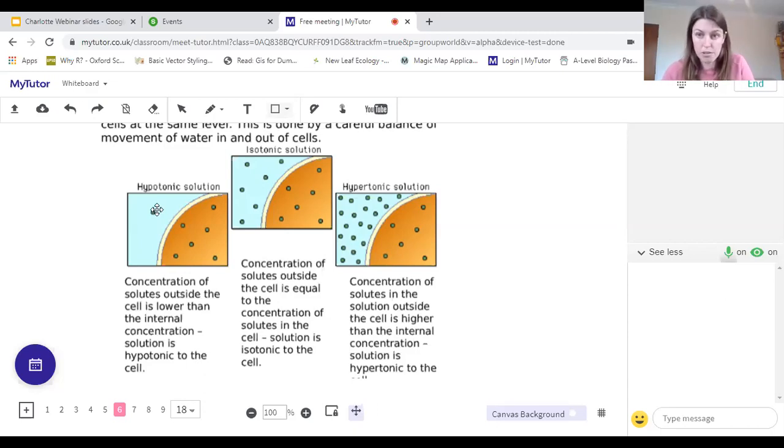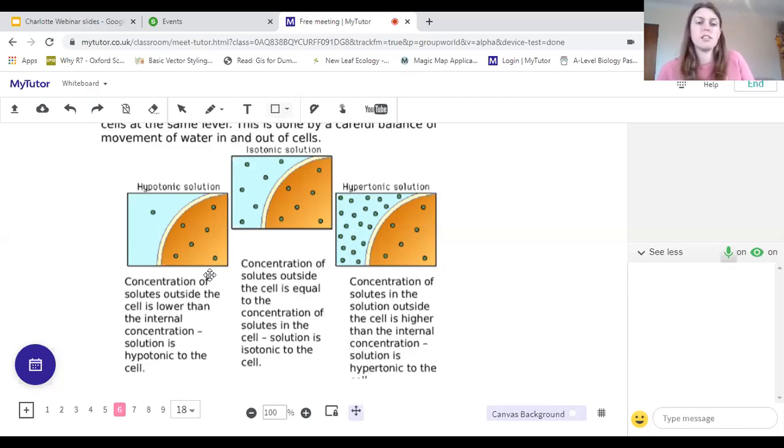Okay, next one over. Isotonic solution. So if we have a look at this diagram, there's lots of dots outside the cell and there's lots of dots inside the cell. The concentration of solutes outside the cell, remember solutes are the things dissolved in the solution, is equal to the concentration of solutes inside the cell. They're perfectly balanced. Remember we were talking about how osmosis is always trying to rectify that balance. The solution is therefore described as isotonic to the cell. So iso in this case means the same.